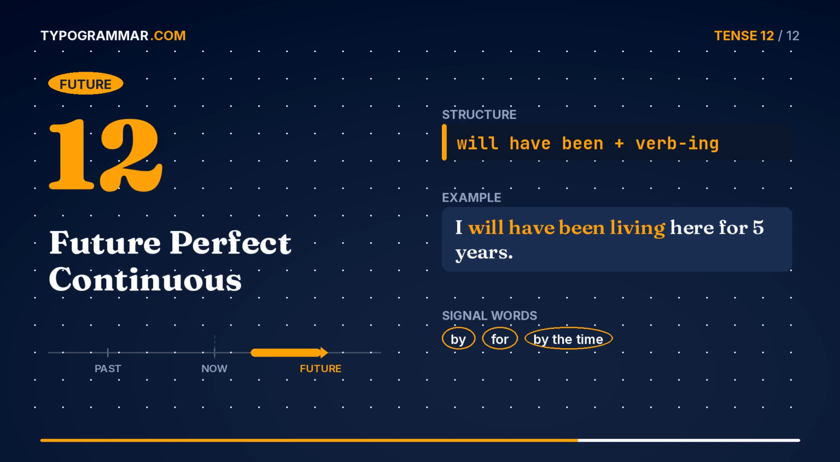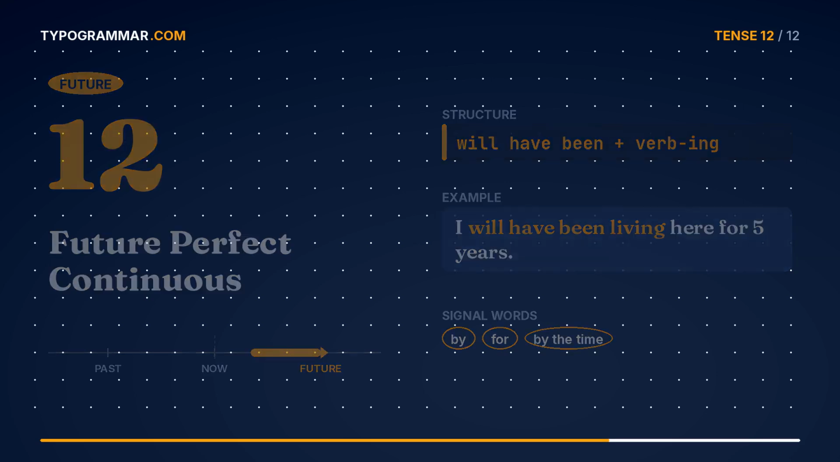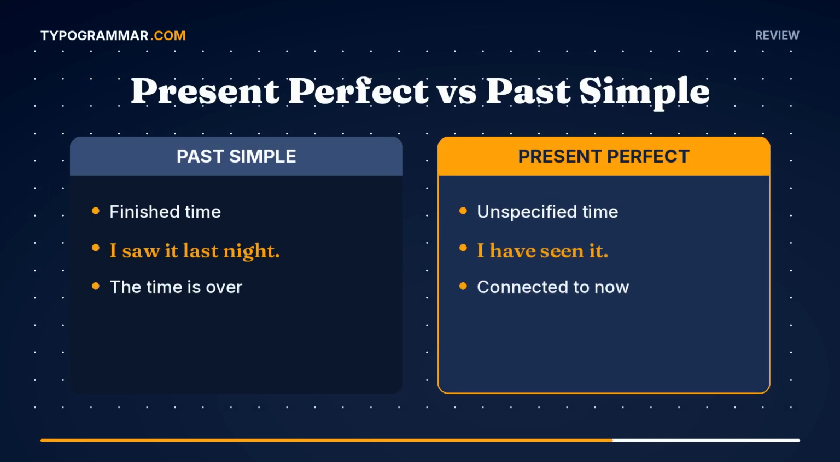And finally, tense number 12, the future perfect continuous. It emphasizes the duration of an action right up to a point in the future. The structure is will have been, plus the verb with ing. For example, by December, I will have been living here for 5 years. Signal words include by, for, and by the time. Use it to express how long an action will have continued by a specific future moment.